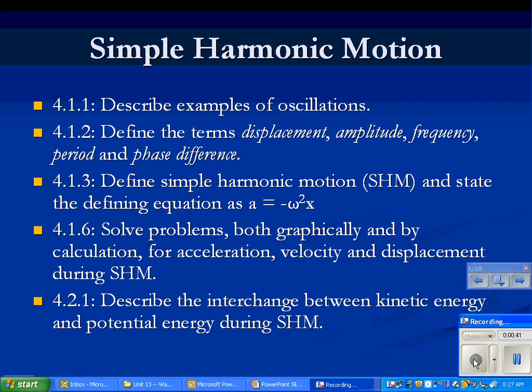Solve problems both graphically and by calculation for acceleration, velocity, and displacement during simple harmonic motion. And describe the interchange between kinetic energy and potential energy during simple harmonic motion. So that's kind of our goals for today, to touch on a lot of this stuff, and then we'll wrap it up on Friday.